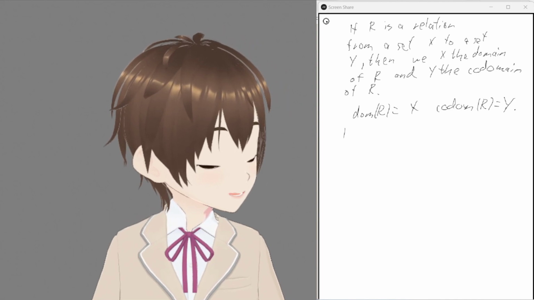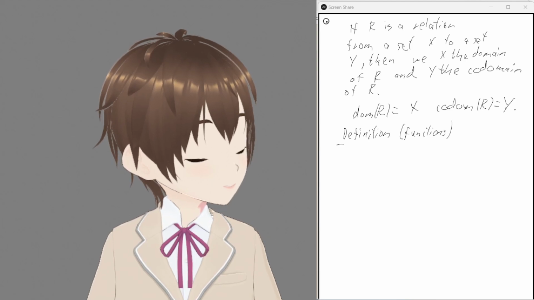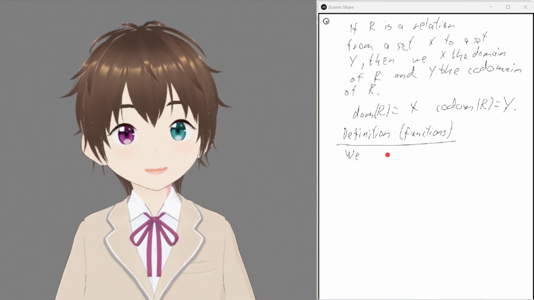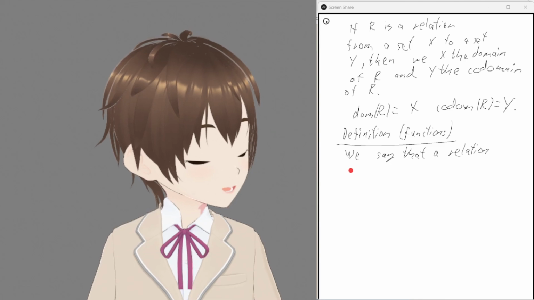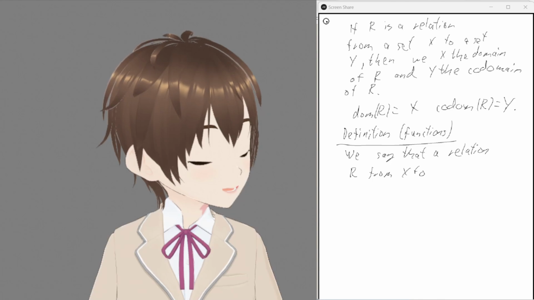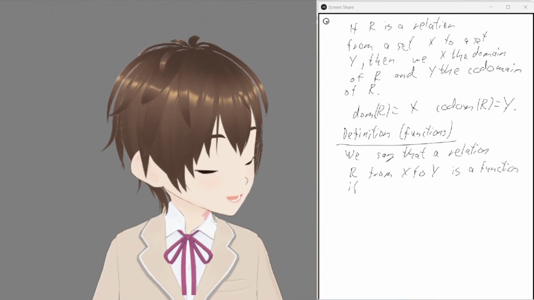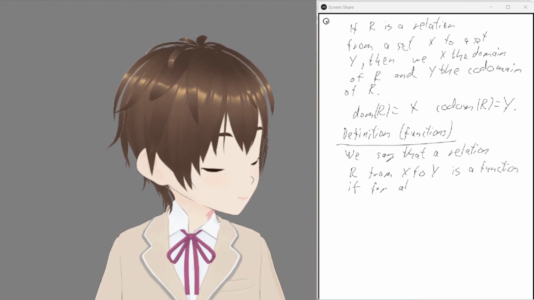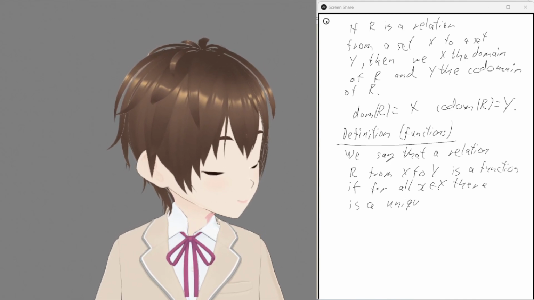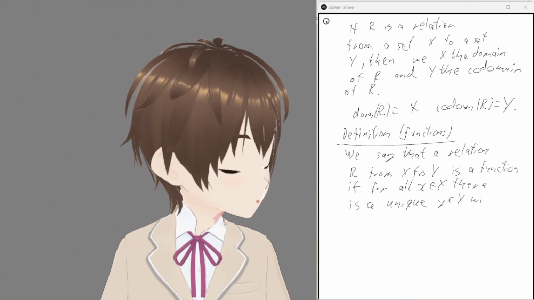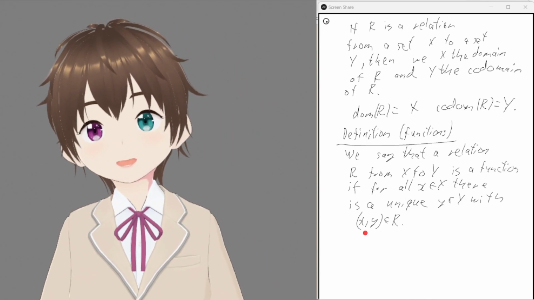Okay, so definition of functions. We say that a relation R from a set x to a set y, so this is a subset of x times y, is a function if for all things in x, there is a unique y in y with (x, y) belonging to our relation. So y is the unique thing related to x by R.